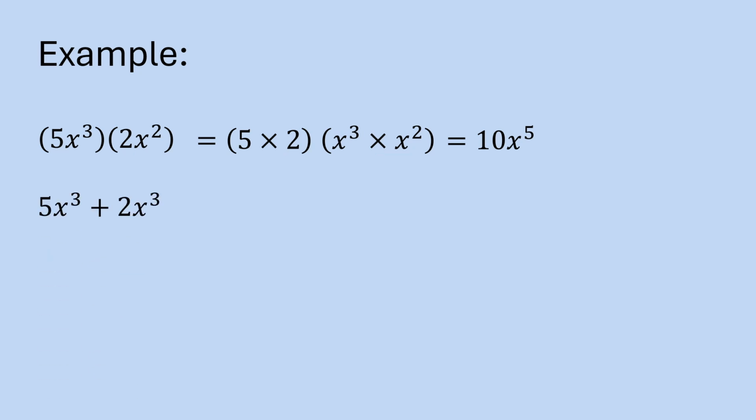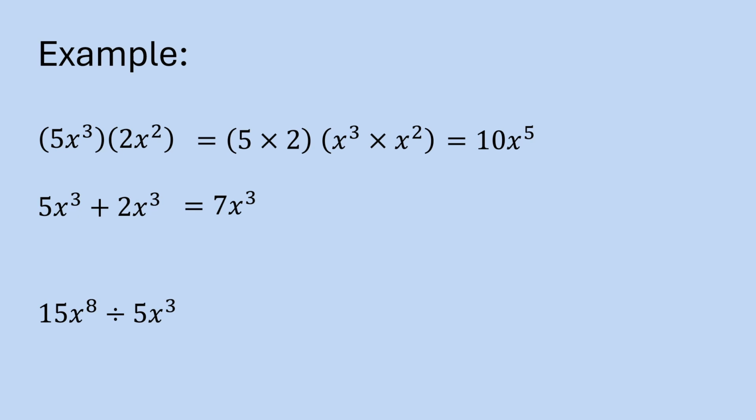Next example, 5x³ + 2x³. Here we can see the base is the same, x, and the exponent is 3 and 3. So we can add the 5 with the 2, which is equal to 7x³. 5 plus 2 is equal to 7, so this is the answer.